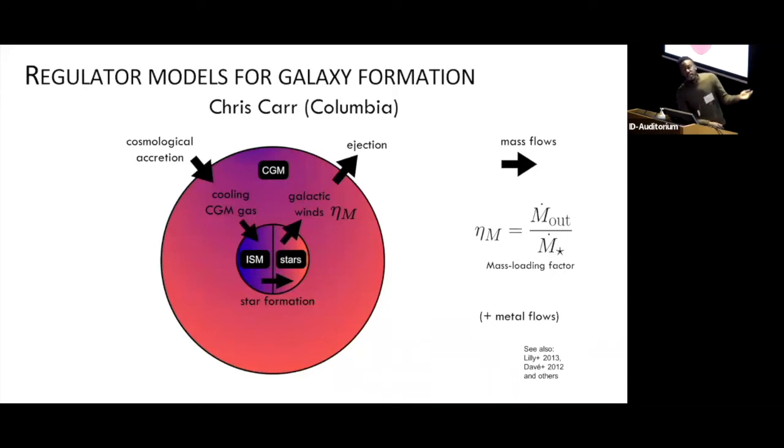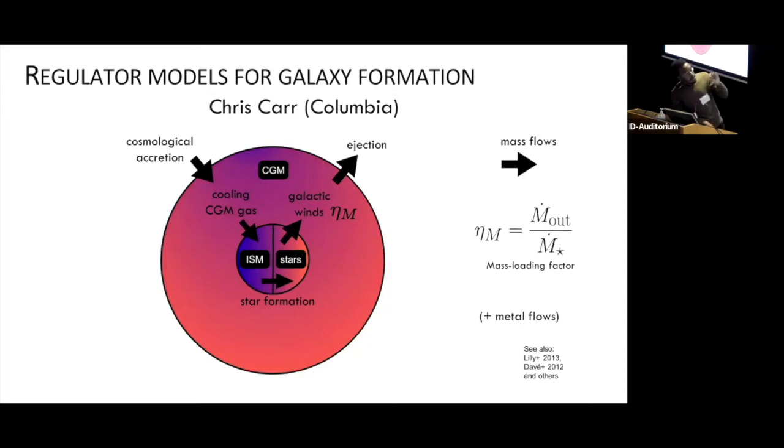This exchange of mass and metals, which is captured by these dark arrows here, can be modeled as sink and source terms in a system of differential equations. Once you have that system and provide some initial condition, you can solve it and find solutions for the mass of each of these components as a function of time.